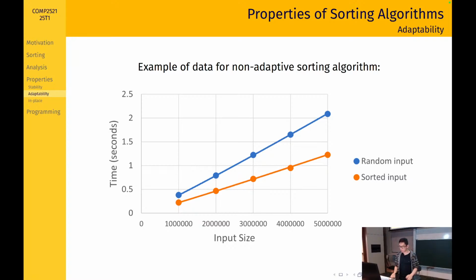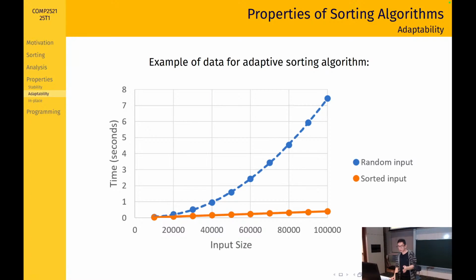just because it's a constant multiple difference. But here's an example of data for an adaptive sorting algorithm, where the two curves are fundamentally different. They have different shapes. For the sorted input, the sorting algorithm actually takes linear time, so O(n), to sort. And for random input, the sorting algorithm takes something that looks like an O(n^2) amount of time to sort. So if our timing results are like this, then we can say that the sorting algorithm is adaptive.